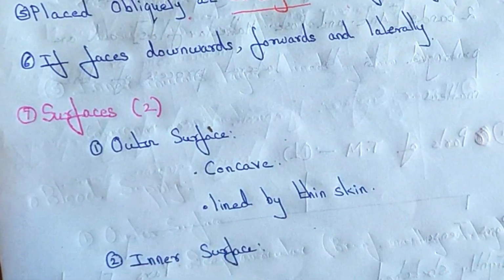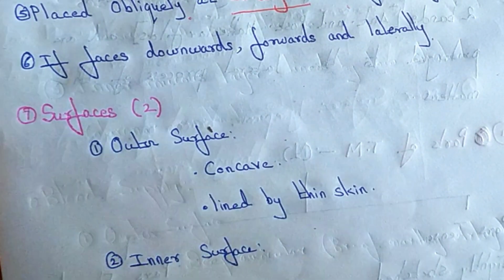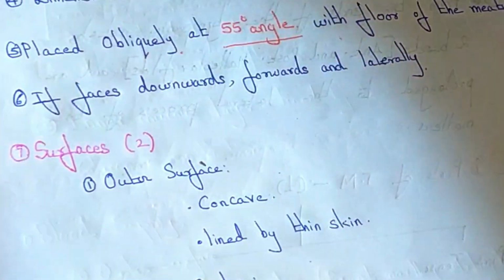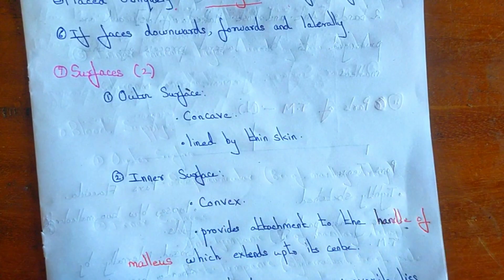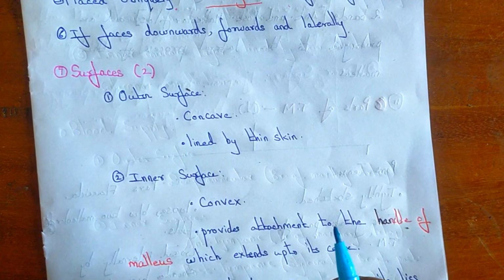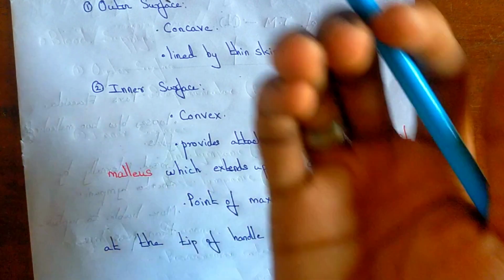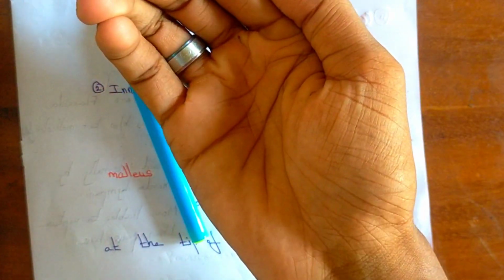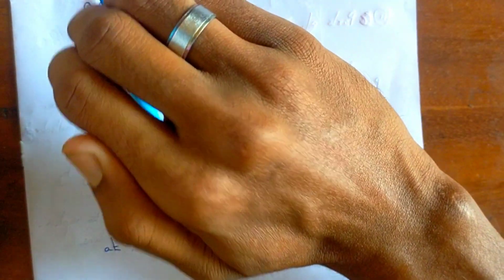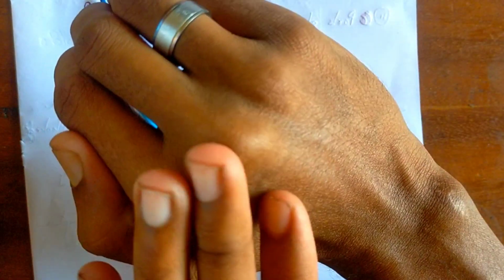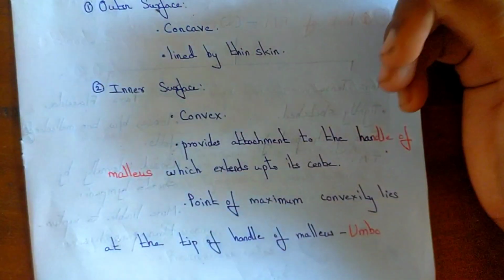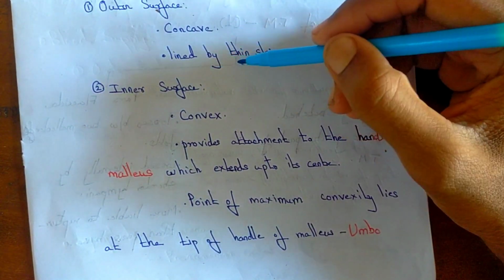Now let's see the surfaces of the tympanic membrane. The tympanic membrane actually has two surfaces, the outer surface and the inner surface. The outer surface is concave. The inner surface is convex. The outer surface is concave, which means it's like this, and the inner surface is convex, which means it's like this. Got it? The outer surface is concave and lined by thin skin.